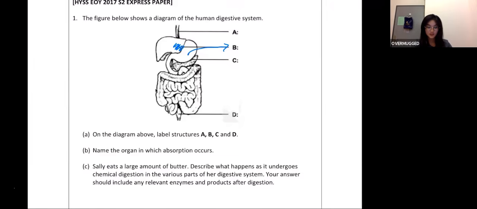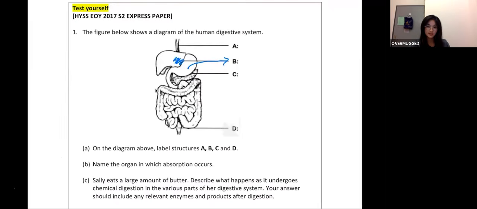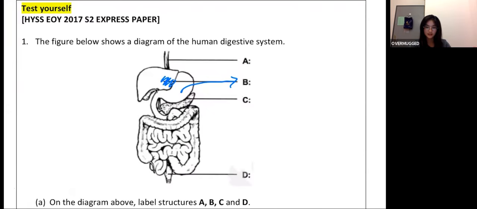Okay, I'm going to go through a question now. So sorry, we are running a little bit short of time. Part A, label structures A, B, C, D. So A, you can see is a tube that is connecting to the stomach. Basically, there's only one thing that's really like a tube in the digestive tract. That will be your esophagus.